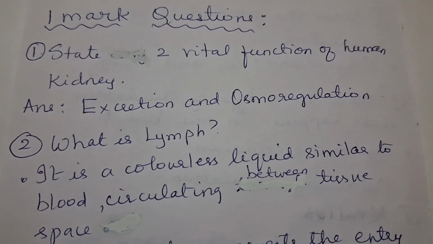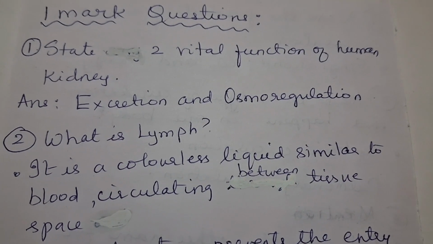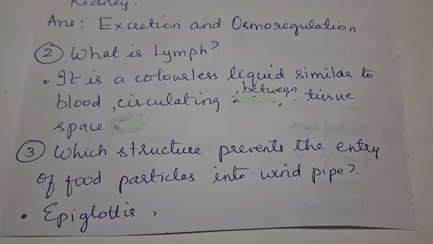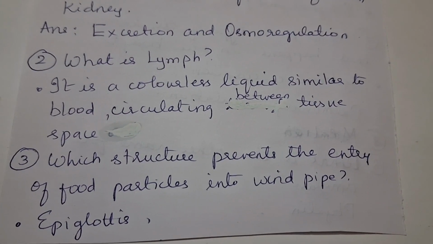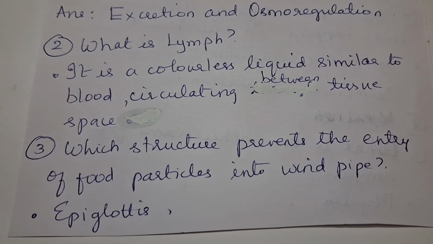What is lymph? It is a colorless liquid similar to blood and it circulates between the tissue spaces. Which structure prevents the entry of food particles into the windpipe? It is epiglottis. The answer is epiglottis.